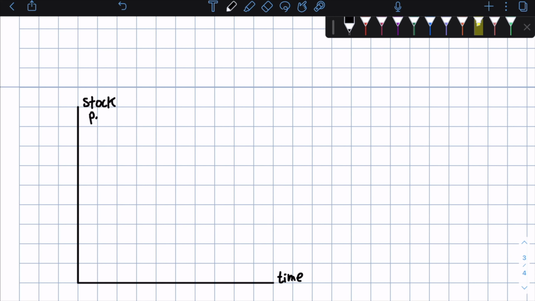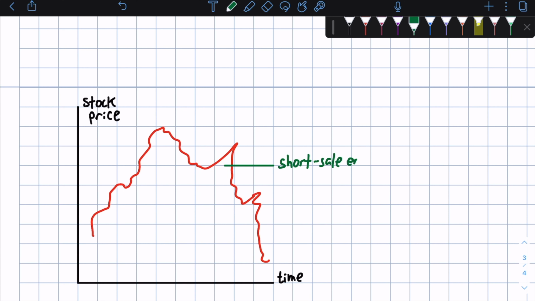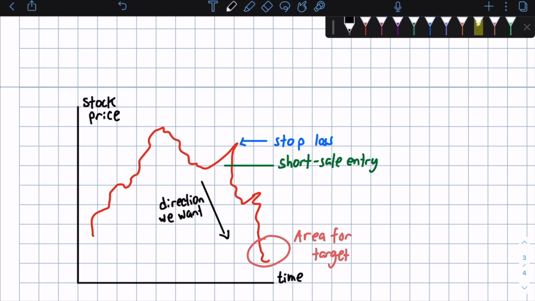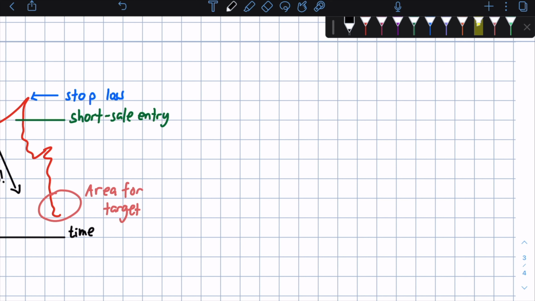So here I've drawn a quick little graph for you, just with an arbitrary stock price moving up and down. Normally you'd have your stop loss below your entry, but with a short you have to have it above, and your target is below your entry. This makes sense because you want it to go downwards, and this is exactly the opposite.